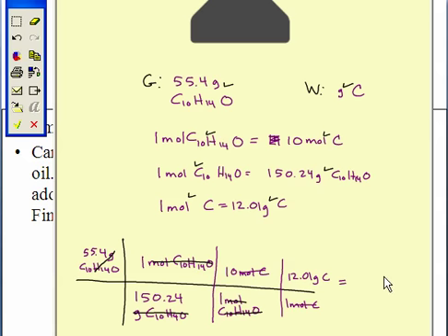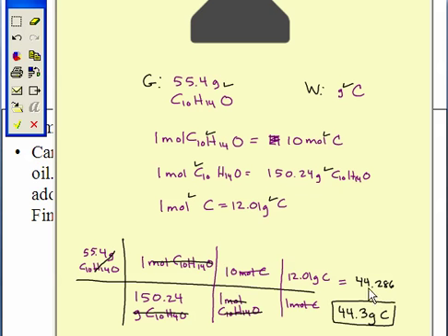I've used all my conversion factors, and now I'm going to let my calculator give me the answer. So my calculator tells me 44.286, and it goes on further, but I'm running out of room, and I know I'm only going to have 3 sig figs. So 44.3 grams of carbon.